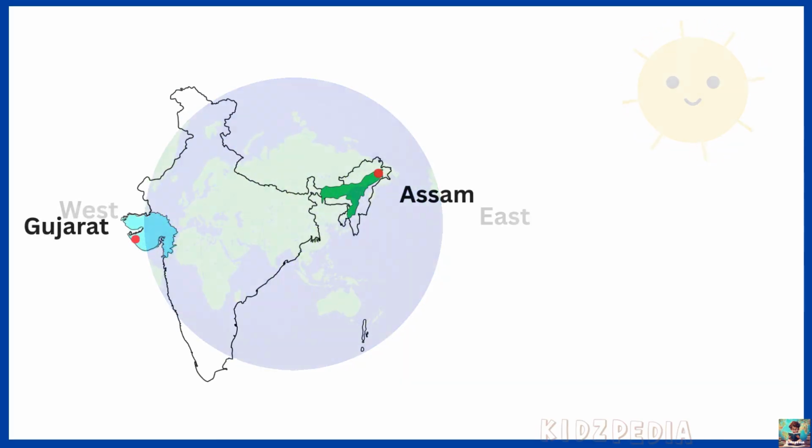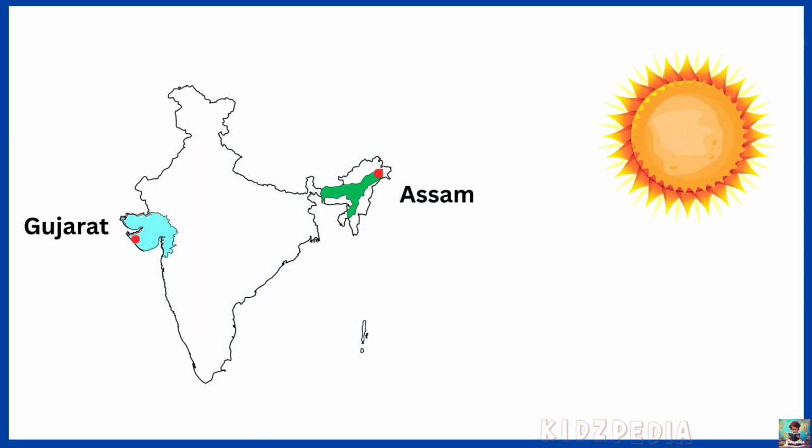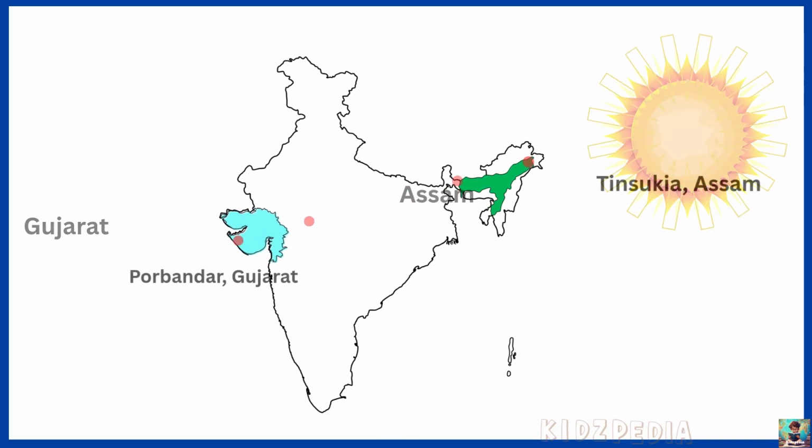So, since Assam is in the east, the sun rises and sets earlier there. Gujarat, being west of Assam, will see the sunrise and sunset later. That's why it's already dark in Assam but still light in Gujarat. As a class activity, we have to find the local time between these two cities.